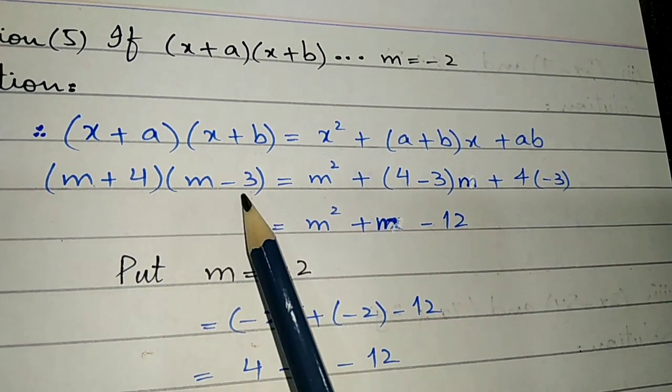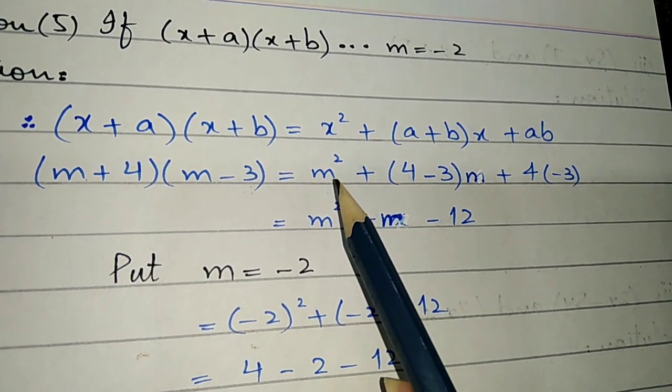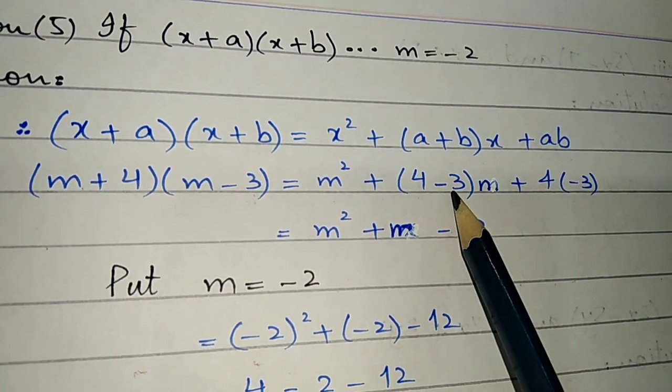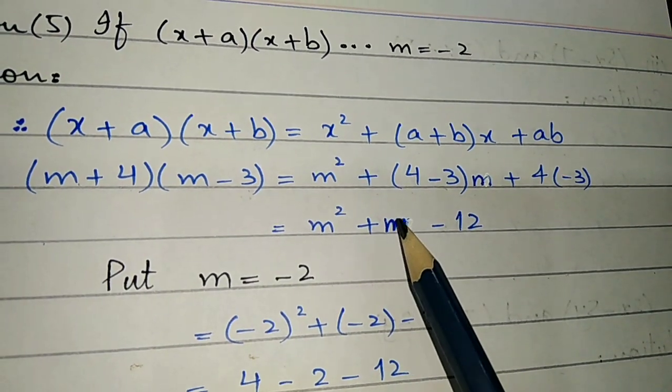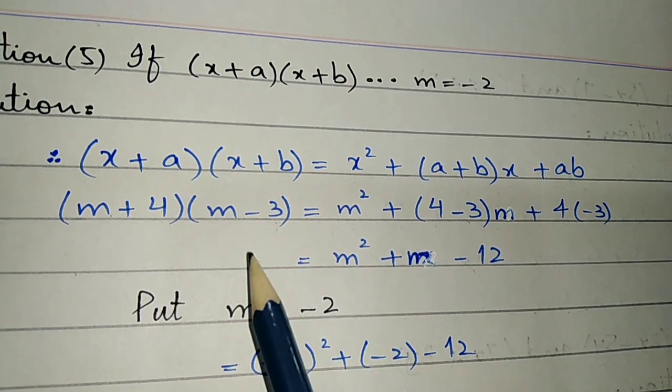ab means 4 and minus 3, so 4 times minus 3. That is the required answer: m square plus (4 minus 3), that is 1m, which can be written as m square plus m minus 12. So this is the product of these terms.